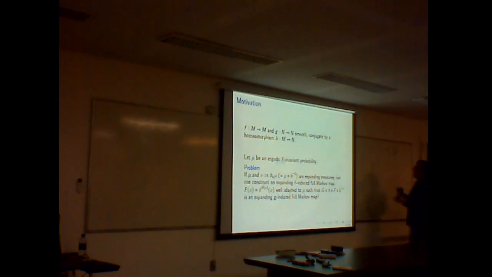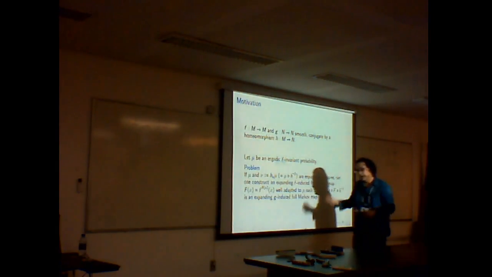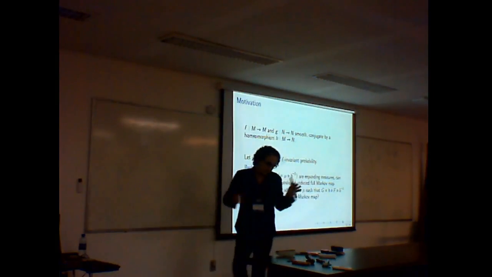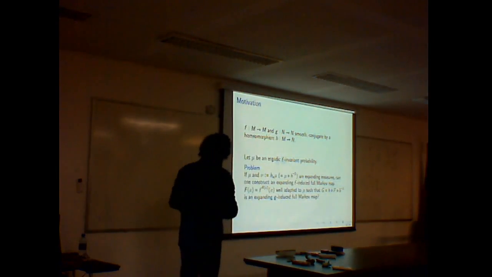So the problem is whether there is some way that we produce two induced maps, one well adapted for me and the other one for the push forward, that these two induced maps are expanding and have a lot of good properties, and that your homeomorphism conjugates this to one. So this is of interest to many problems that I'm interested in.